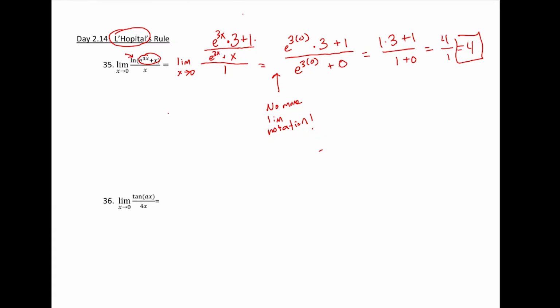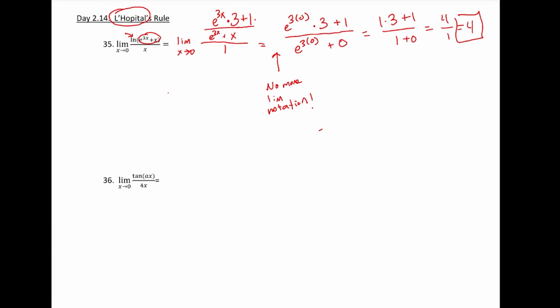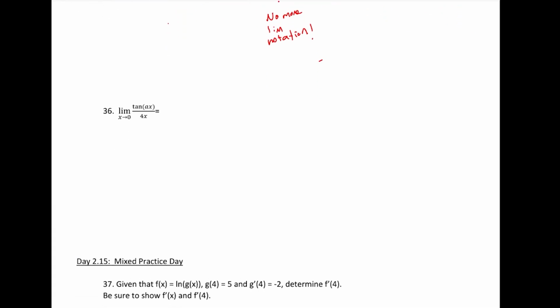Number 36 will be a similar problem. If we try to use direct substitution, we're going to end up with an indeterminate form of 0 over 0, and that's no good. We're going to have to use L'Hopital's rule again. So we're going to want to differentiate both the numerator and the denominator. The derivative of tangent is secant squared, and we're going to have to use the chain rule here and multiply secant squared of ax times the derivative of ax, which is just a.